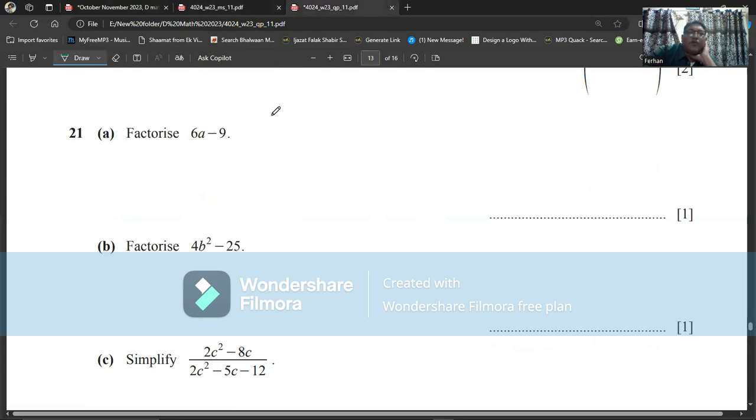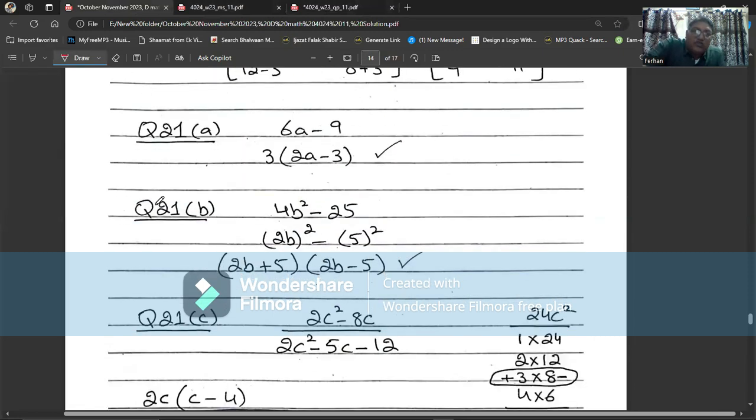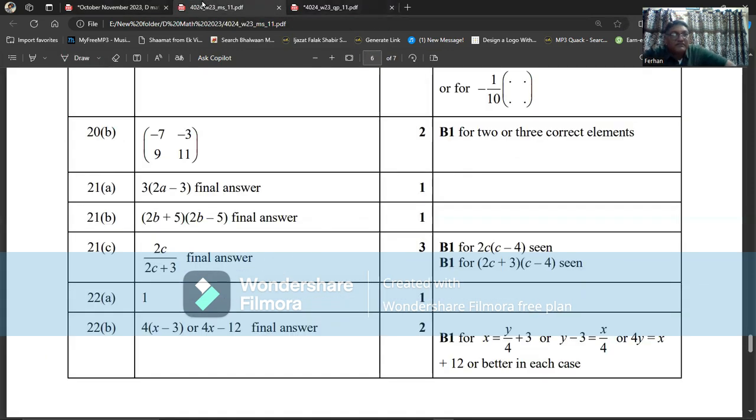Then we have question number 21, A part. He says factorize 6a minus 9. If you want to factorize, you will take common. Here, 3 is common, so I will take 3 common. In the bracket, 6a divided by 3 leaves you with 2a. When you divide minus 9 by 3, you get minus 3. So you will have 3, bracket start, 2a minus 3, bracket close.